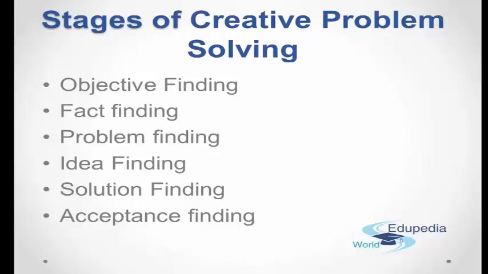Now, coming to the stages of creative problem solving. There are 6 stages in the Osborne-Parnes process of creative problem solving. I'm going to describe these 6 stages with examples of questions for some of the stages to stimulate your thinking. And these questions will also give you a better understanding of the stage. So these 6 stages are objective finding, fact finding, problem finding, idea finding, solution finding, and acceptance finding.